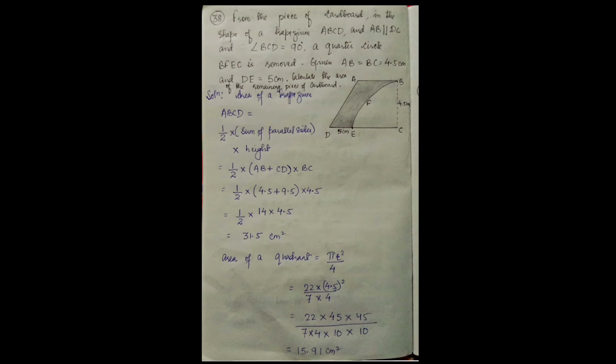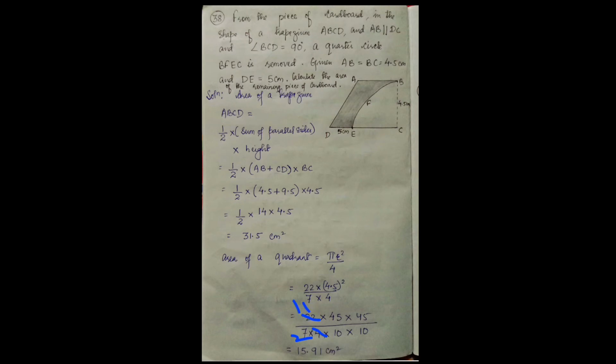Now we have to find the area of this quadrant, and we know the formula is pi r square by 4. The value of pi is 22 by 7. This 4 we will write here in the denominator, and r is 4.5 square. 4.5 is 45 by 10. Now we can cancel here, with 2 2s are 4, 2 11s are 22.